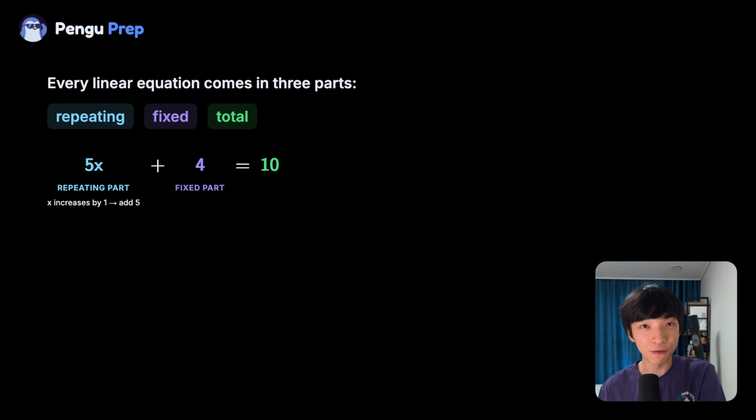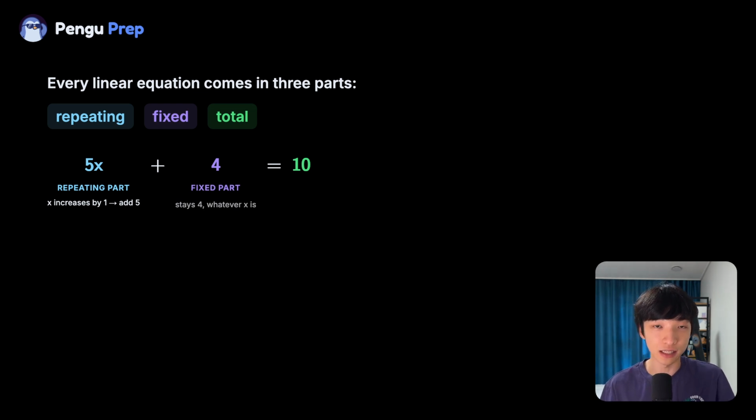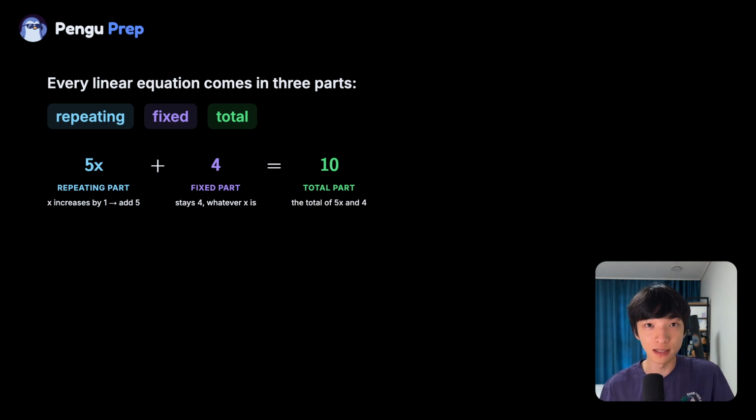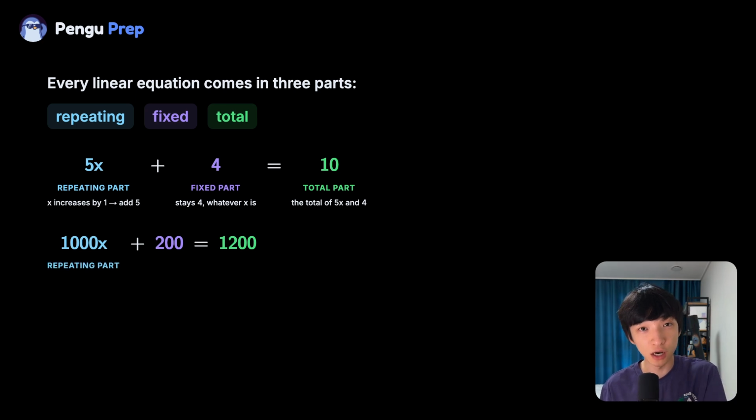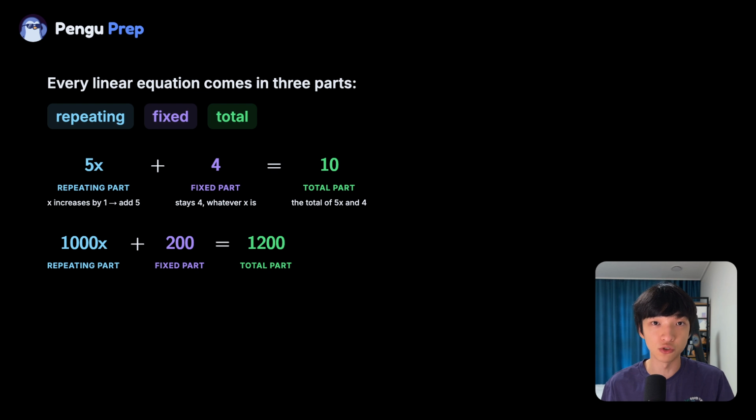Now 4 is the fixed part because regardless of the value of x, it's going to stay as 4. And 10 is the total part because it's literally the total of 5x and 4. So in an equation like 1000x plus 200 equals 1200, 1000x is the repeating part, 200 is the fixed part, and 1200 is the total part.